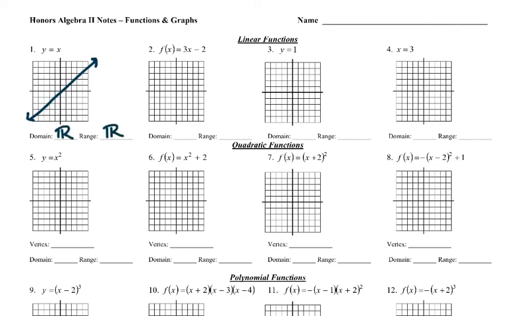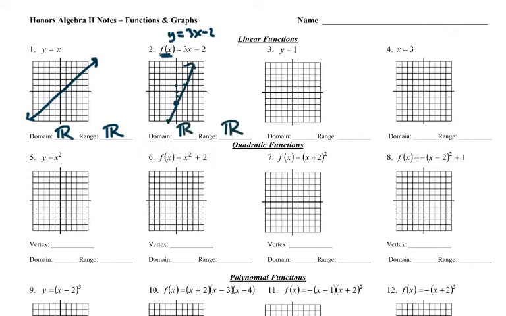Notice I toggle back and forth between y equals and f of x equals, which we know is the same thing, like y equals 3x minus 2. We know this starts with a y-intercept of down 2 and then up 3 over 1 for the slope. So similarly, domain and range is all real numbers.